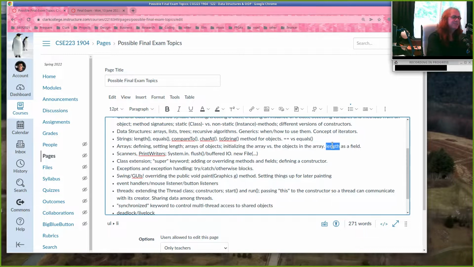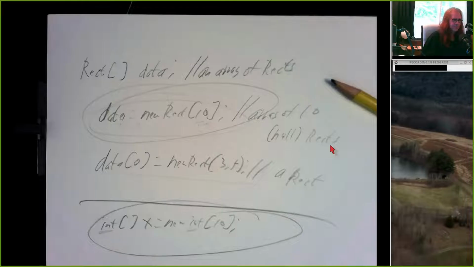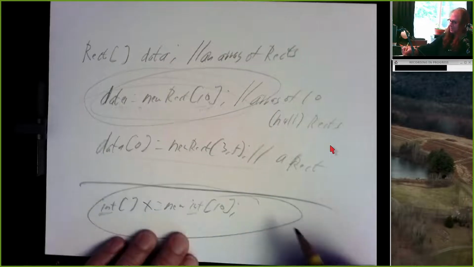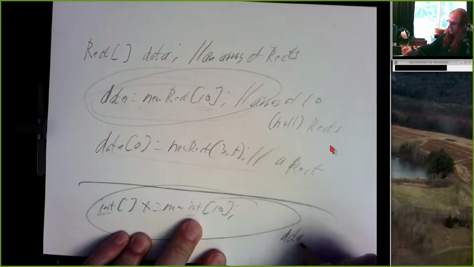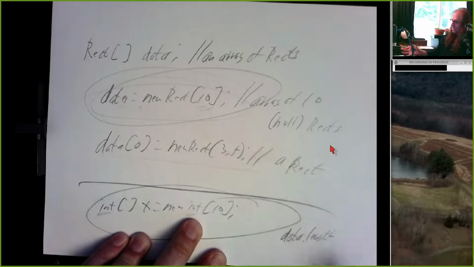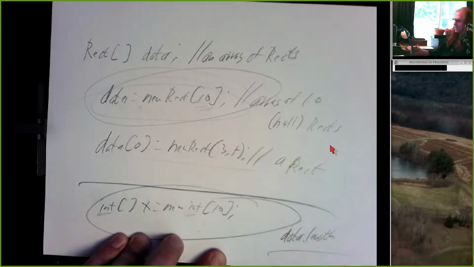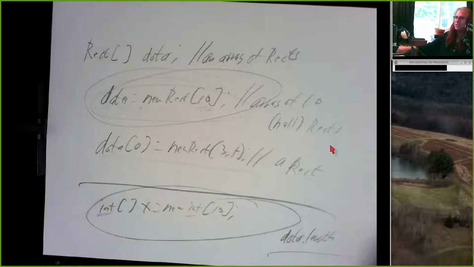And then just remember, if you want to know how big an array is, there's a length field. And so I could say something like data dot length. And it's not a method, it's just a field. And this would return, in this case, the number 10, telling me, hey, there's 10 things in that array.